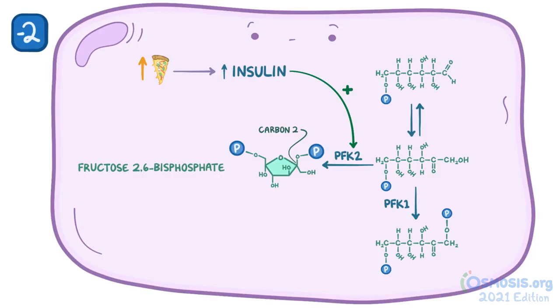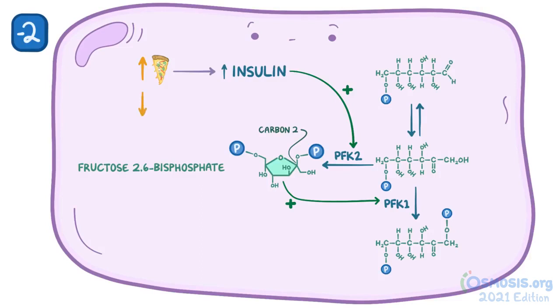Here's the key to all this, though. Increased levels of fructose 2,6-bisphosphate activates PFK1, which means it increases the rate of available PFK1 enzymes. So more PFK1 means that the slowest step in glycolysis speeds up, and more glucose is turned into energy. More tires means more cars.